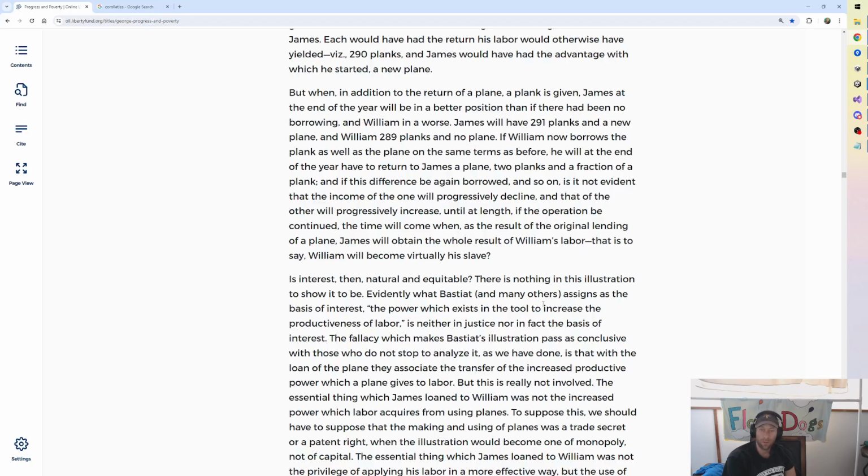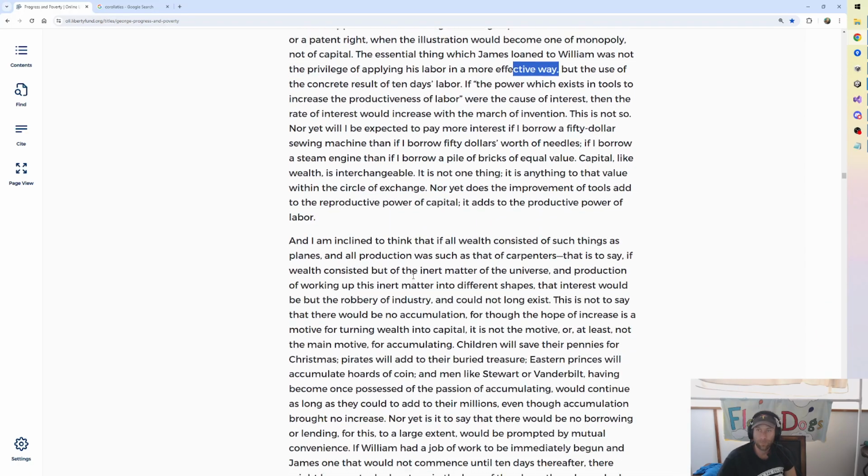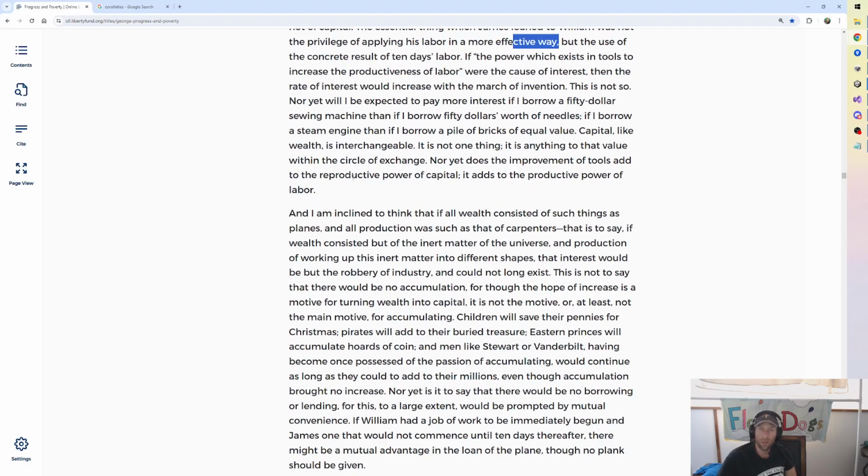The essential thing which James loaned to William was not the increased power which labor acquires from using planes. To suppose this, we should have to suppose that the making and using of planes was a trade secret or a patent right, when the illustration would become one of monopoly, not of capital. The essential thing which James loaned to William was not the privilege of applying his labor in a more effective way, but the use of the concrete result of 10 days' labor.